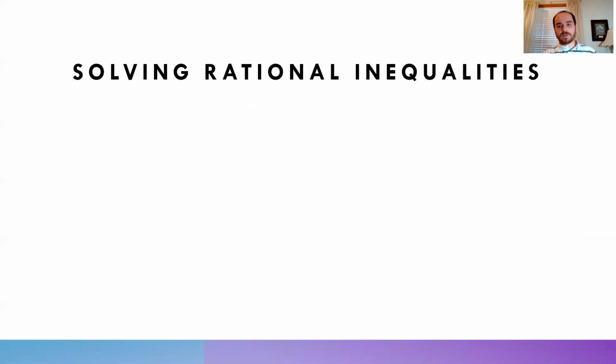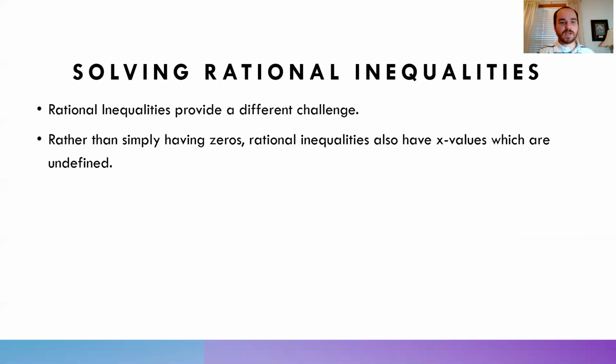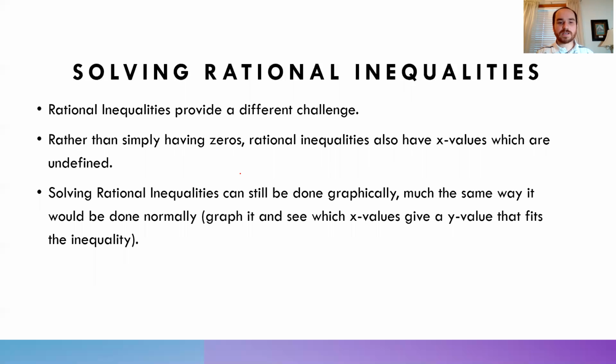Next up, we have solving rational inequalities. So these are a little bit tougher than solving polynomials. They give us kind of a weird set. So rather than simply having zeros, rational inequalities also have x values which are undefined, right? Anytime the denominator of a rational inequality or a rational function equals 0, your value is undefined, you get a vertical asymptote. Those won't work. So when we're solving rational inequalities, we can still do it graphically the same exact way. That one's pretty easy. Graph it, see which x values give you a y value that fits the inequality.